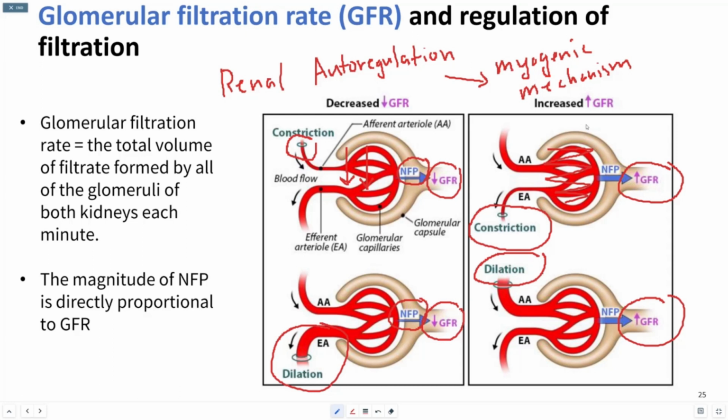Right-hand side is if you were to have low blood pressure, and then the left-hand side is if you were to have high blood pressure.